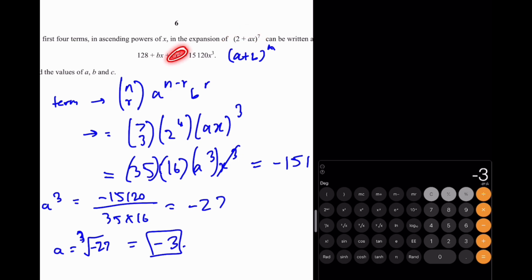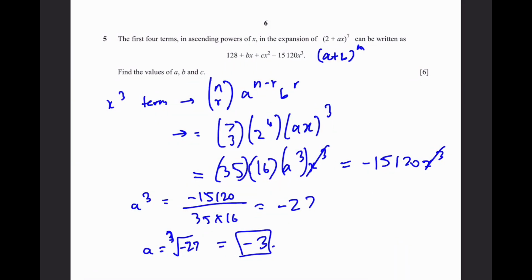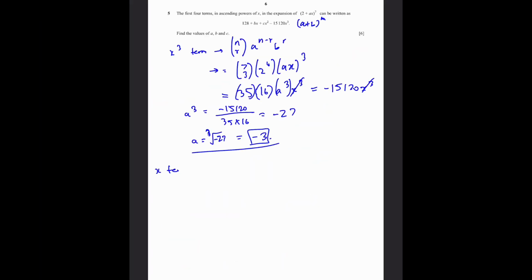Now we can find the x squared and the x terms using this newfound value of a, and we can equate them to the coefficients, which are b and c. So that's how we find the other two values. So we know a is equal to minus 3. Now let's find the x term in order to find b. So that will be x to the power of 1, and that means r is equal to 1. So 7 choose 1 times 2 to the power of 7 minus 1, which is 6, times ax, which in this case is minus 3x to the power of 1.